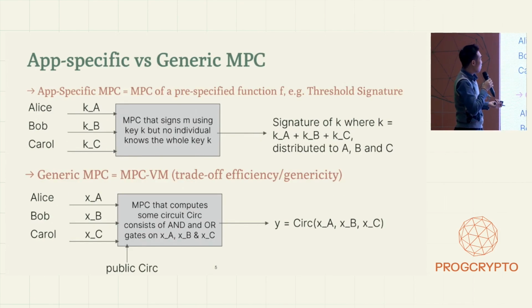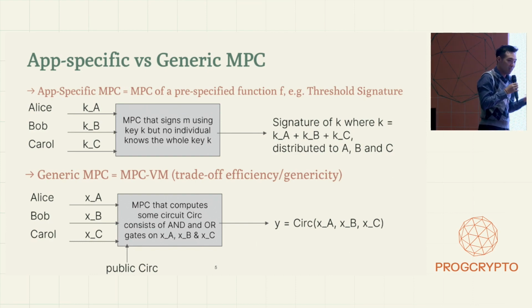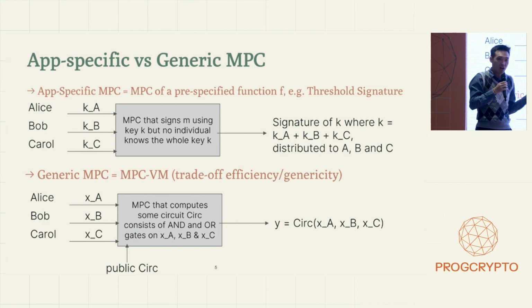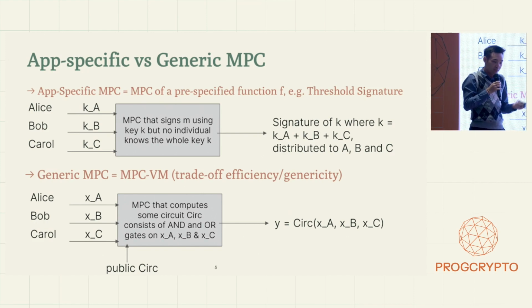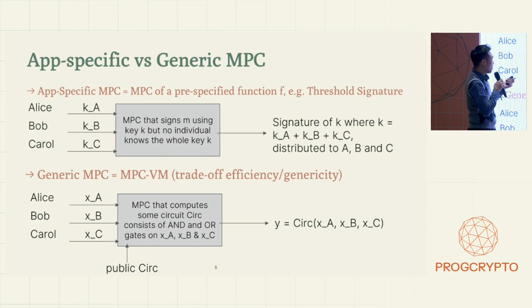There are two types of MPC boxes that we can have. The first one is application specific, and the second one is generic. Application specific you have seen a lot, right? The MPC of a pre-specified function. For example, here we have the MPC box of threshold signature. You have a key that is split into KA, KB, and KC, and then you want to sign a message using the whole key K.